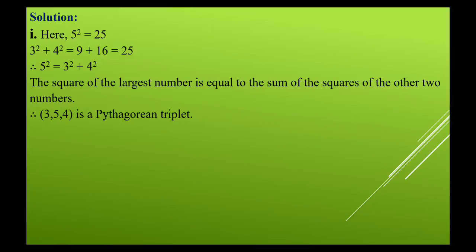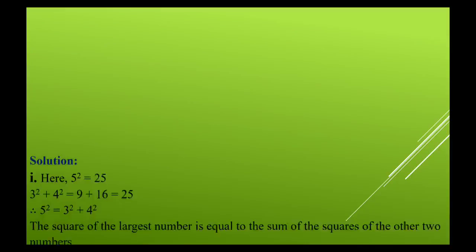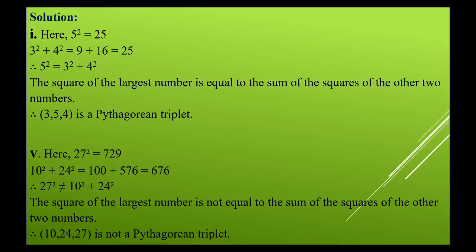Question number 1. The biggest number is 5, so 5 square is 25. The smallest numbers are 3 square and 4 square. The addition of 3 square and 4 square is 9 plus 16, that is 25. Both the numbers are equal. Therefore, 5 square is equal to 3 square plus 4 square.